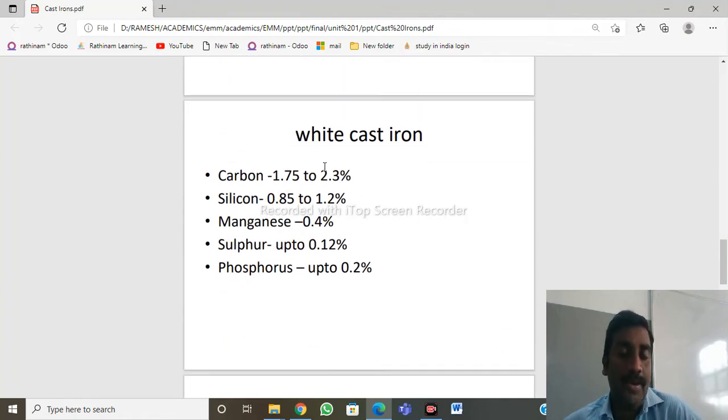The next topic is white cast iron. In its schematic structure, the Fe3C composition of the material appears white in color, so it is named white cast iron. The carbon percentage is 1.75 to 2.3 percent, silicon is 0.85 to 1.2 percent, manganese is 0.4 percent, sulfur is up to 0.12 percent, and phosphorus is up to 0.2 percent. These are the material compositions of white cast iron.